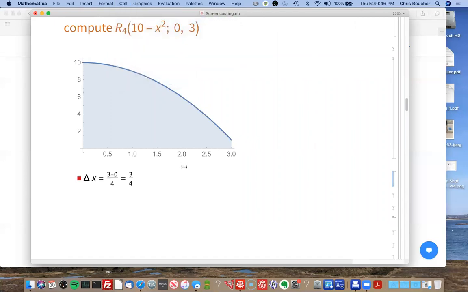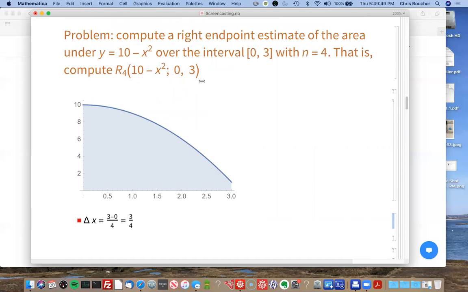Delta x is b minus a over n, right? So b is 3, a is 0, n is 4. So we put it all together and you get delta x is 3/4. So each interval is going to be 3/4 of a unit wide.